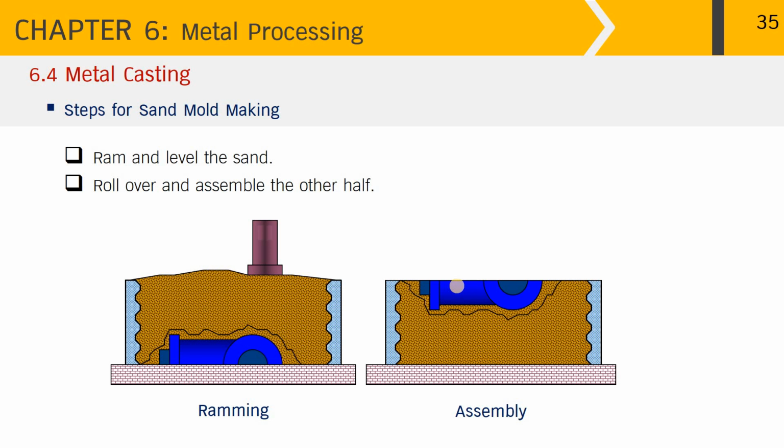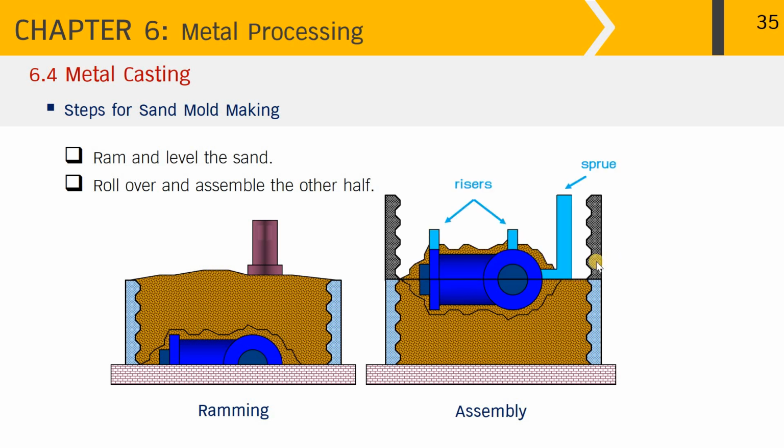It is time to assemble the other half. Once the upper flask is put on, the upper half of the pattern is facing down, located by the pin. Then attach the sprue and the risers at the most suitable locations.